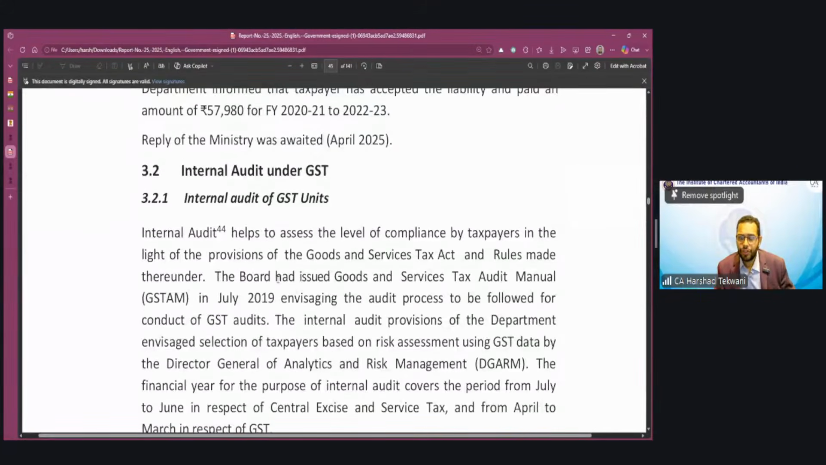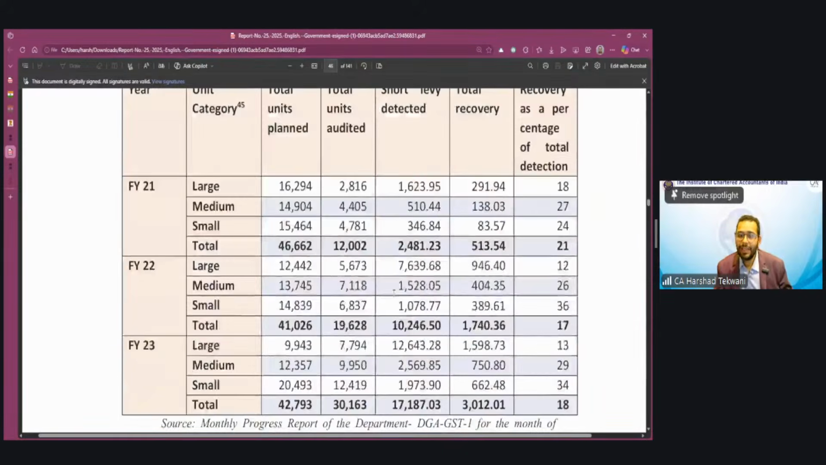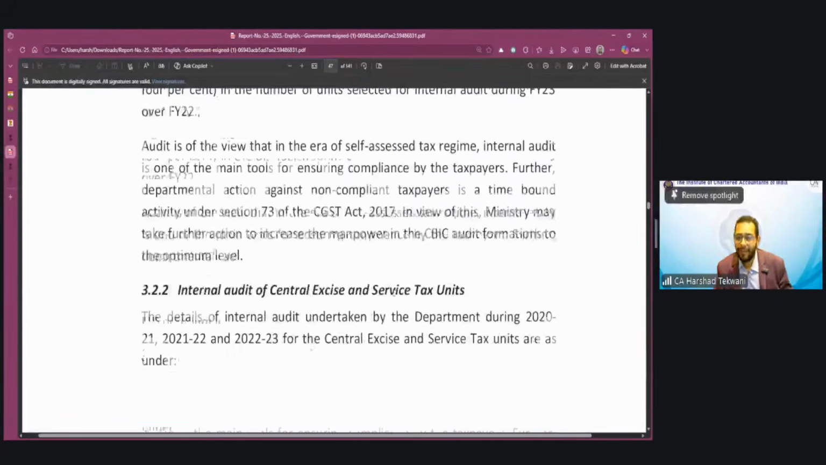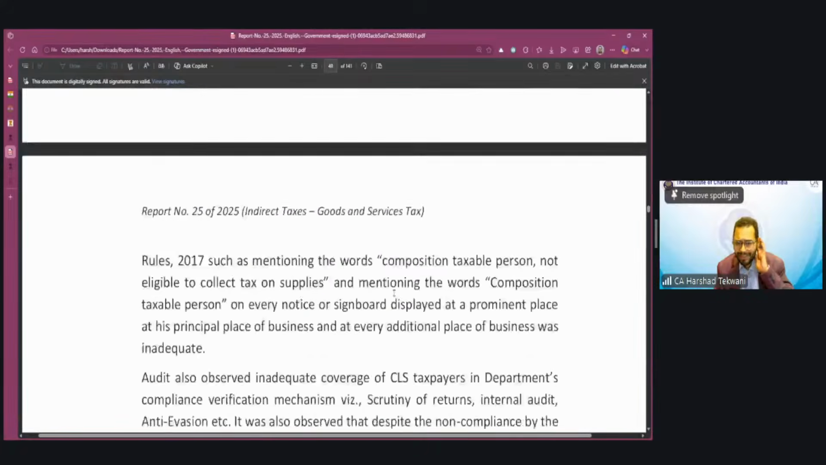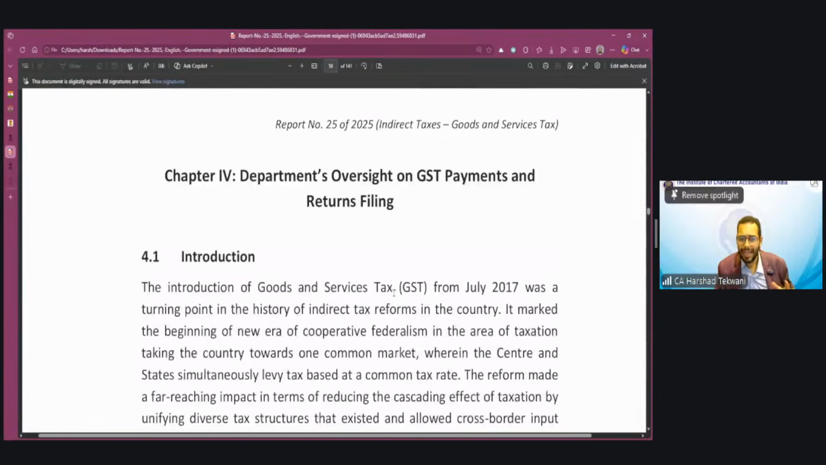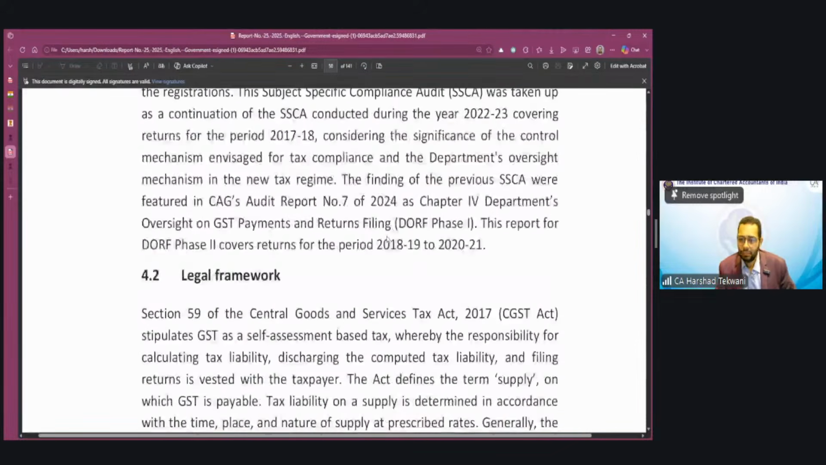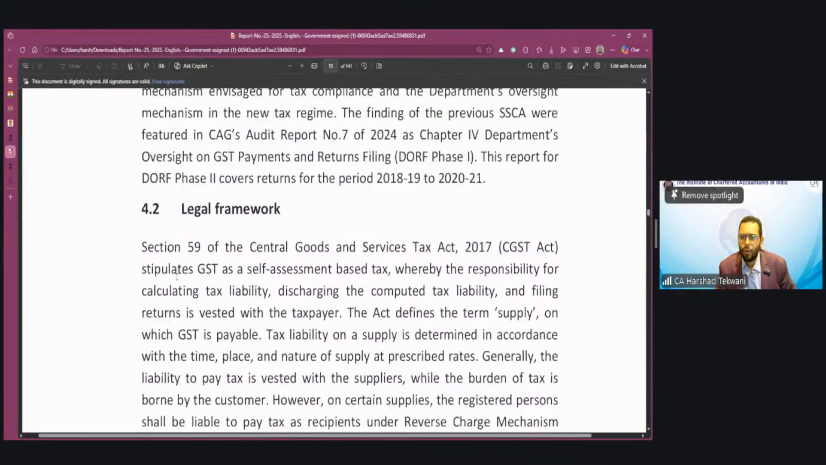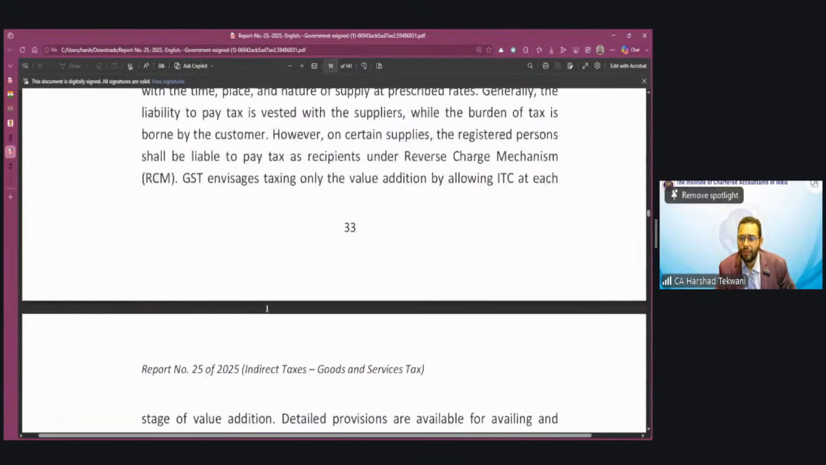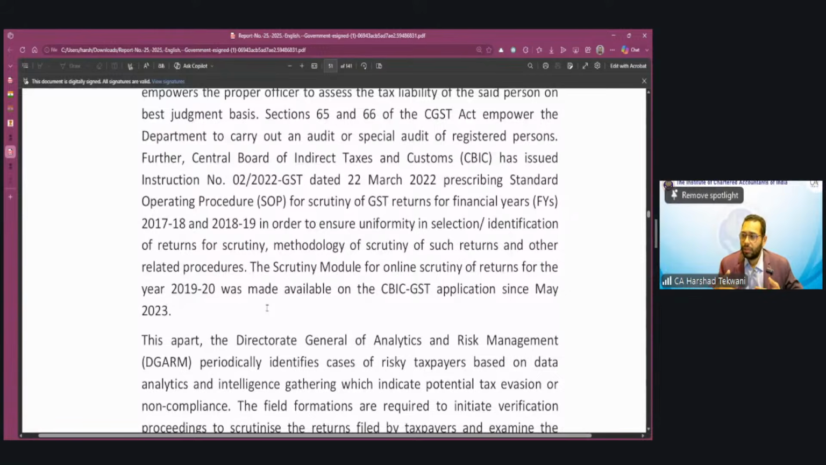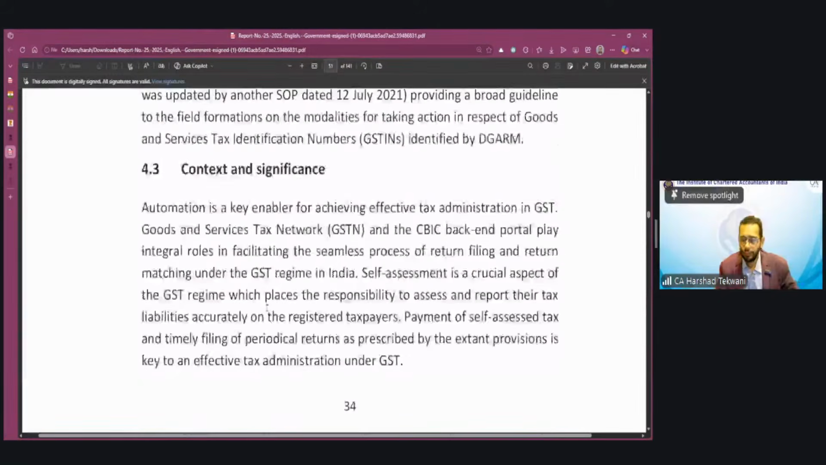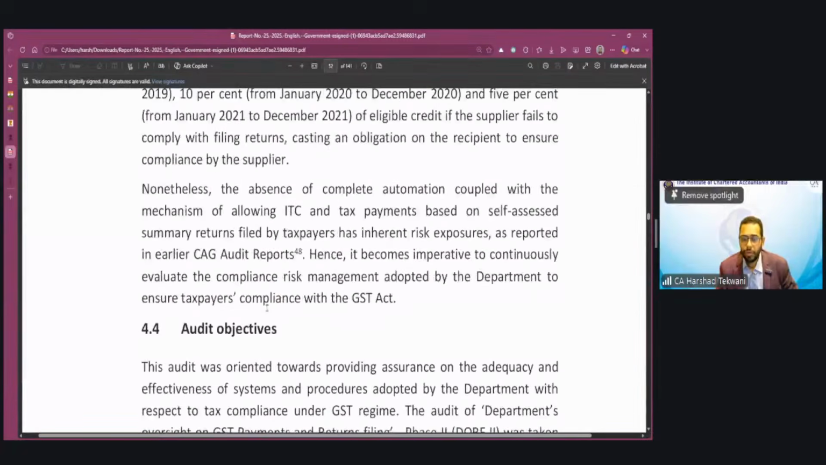That shows how much the department's mechanism was in line with the law, whether they were complying with the law with respect to the mechanism or not. A lot of things are there in that. I will not go into the details, but that is one thing. Then departmental oversight on GST payments and return filing. So again, legal framework: this is the legal framework under which they are checking the compliance, how much compliance the department is following to the law. So they are understanding the compliance of the law.